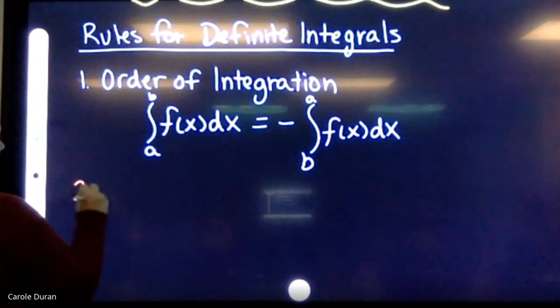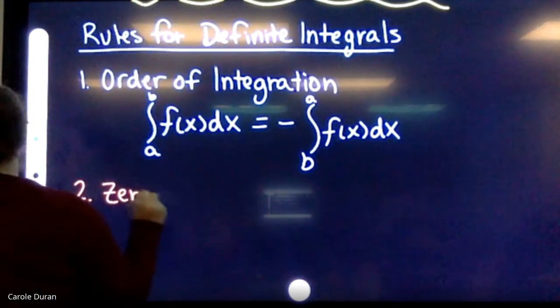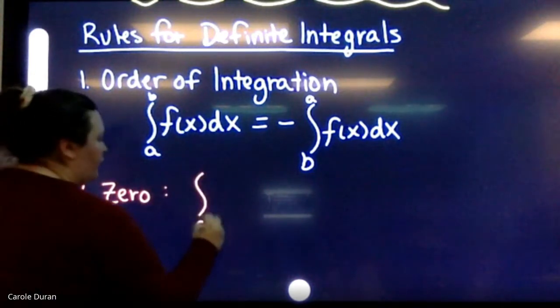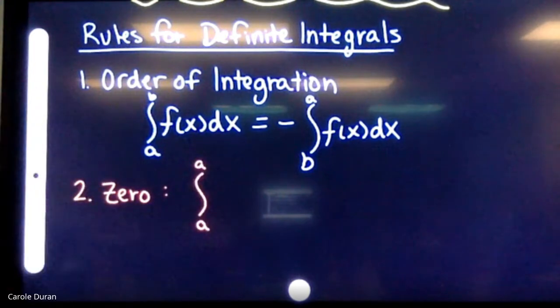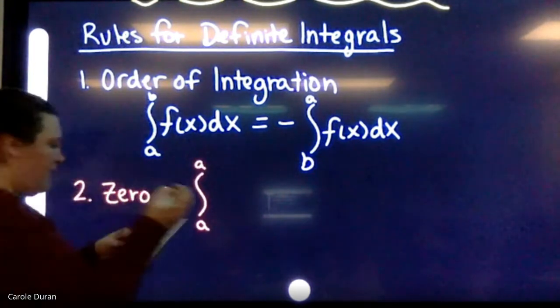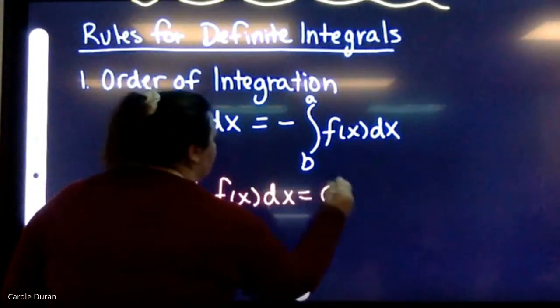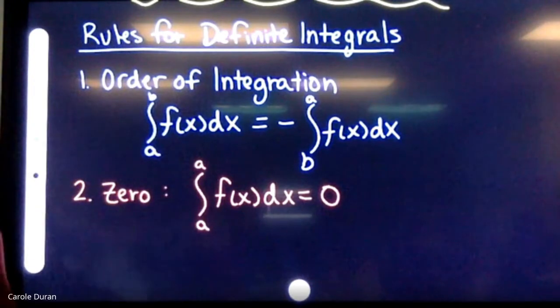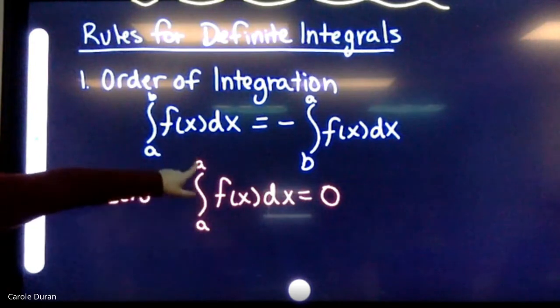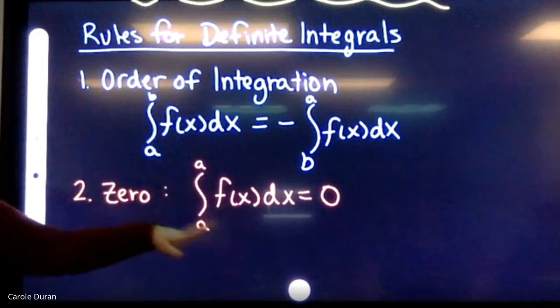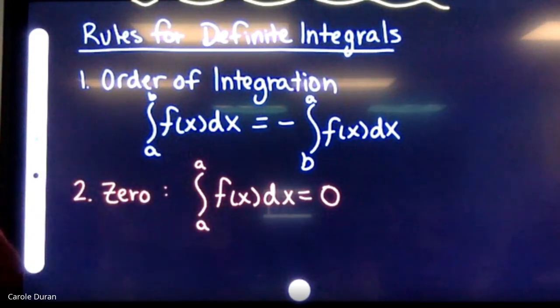Second one is the zero integral. This integral has an interval from the same number to the same number. So for this example, we have the integral from a to a. If there is no change in that interval, the area under it cannot be calculated, so it's just equal to 0. So an integral from a to a, so literally no change in my x values or in my domain, then my integral or area under the curve is 0, because I didn't move my x value at all, so there's no area to calculate.